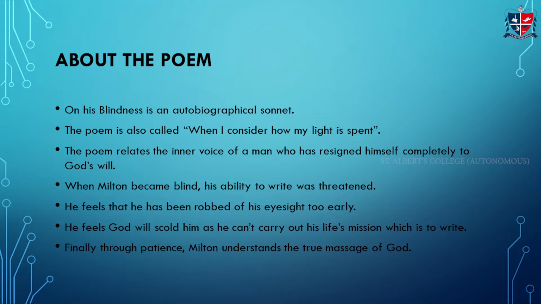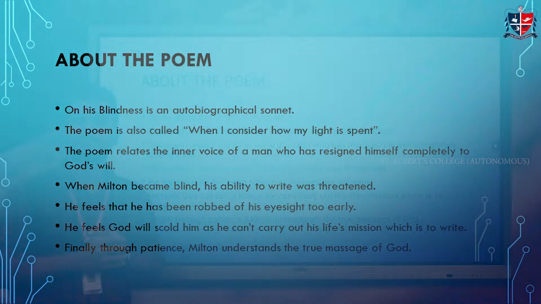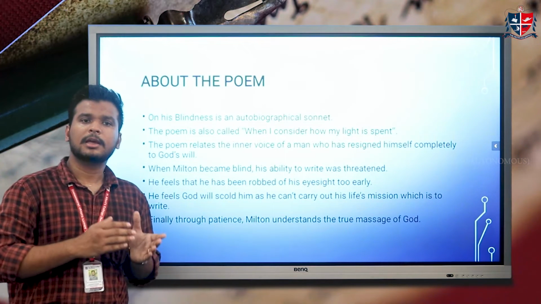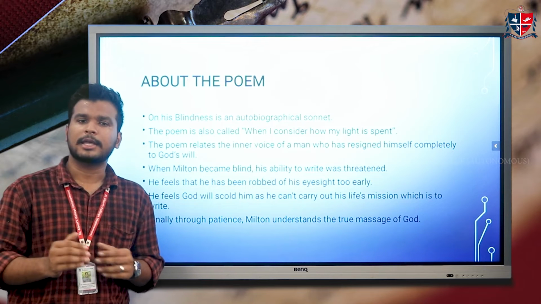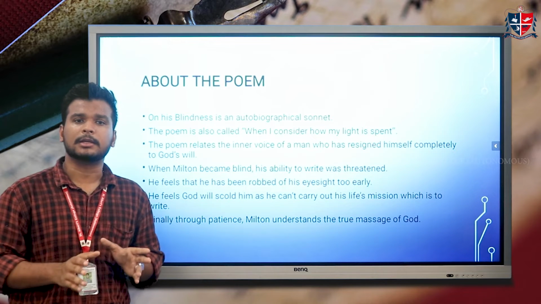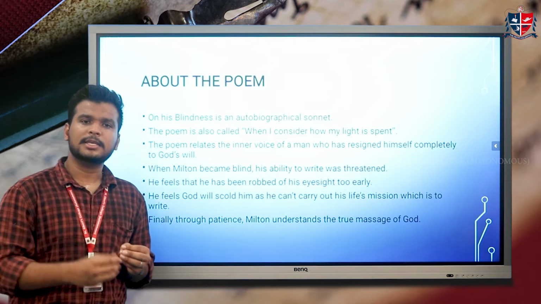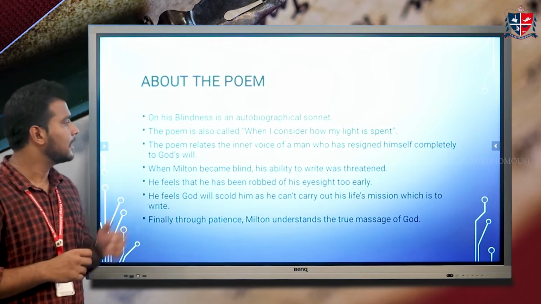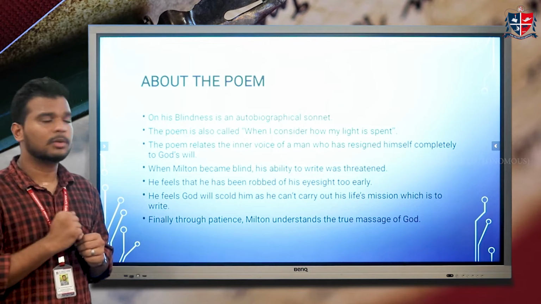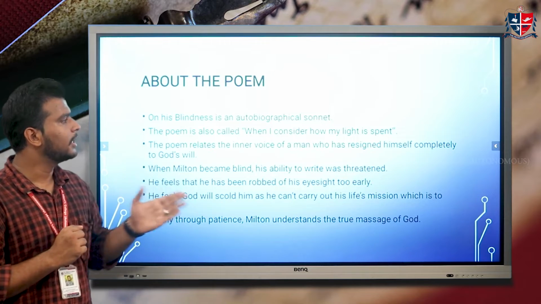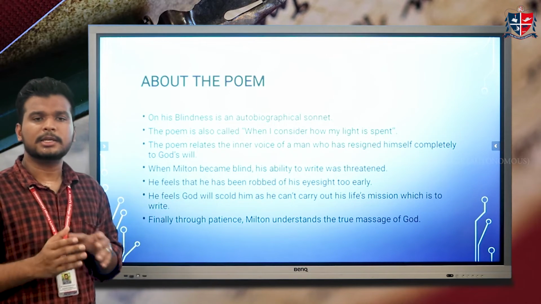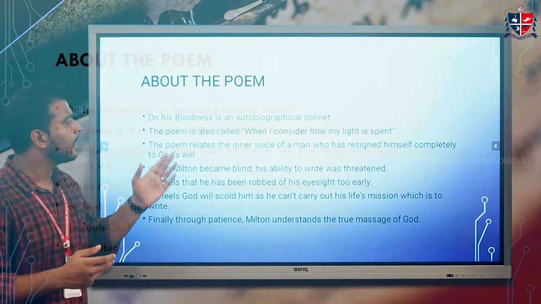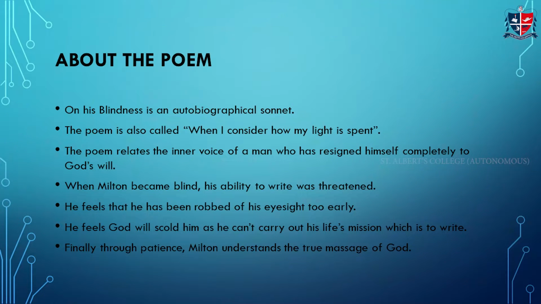About the poem, Honest Blindness is an autobiographical poem because he really lost his eyesight at the age of 43. He was completely blind, so it is based on his own life. That is why it is called autobiographical. The poem is also called When I Consider How My Light Is Spent. Honest Blindness is also known as When I Consider How My Light Is Spent.